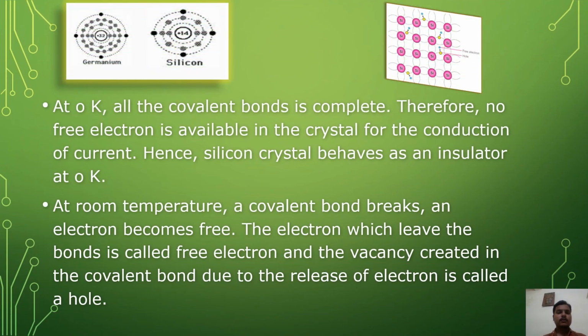We can see on the screen the germanium and silicon image. At 0 K, all the covalent bonds are completed. Therefore, no free electron is available in the crystal for conduction of current. Hence, the silicon crystal behaves as an insulator at 0 K. At room temperature, the covalent bonds break and electrons become free. The electrons which leave the bonds are called free electrons, and the vacancy created in the covalent bond due to the release of an electron is the hole.